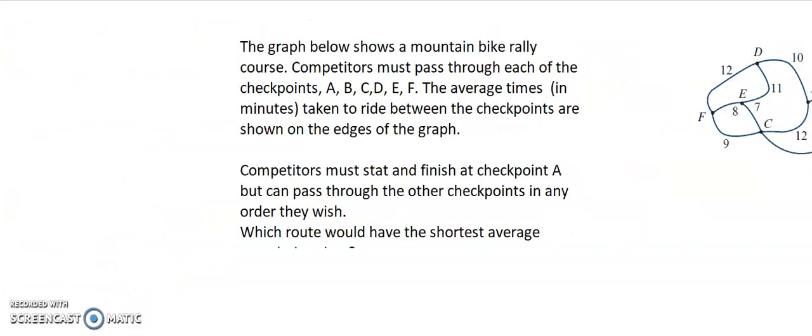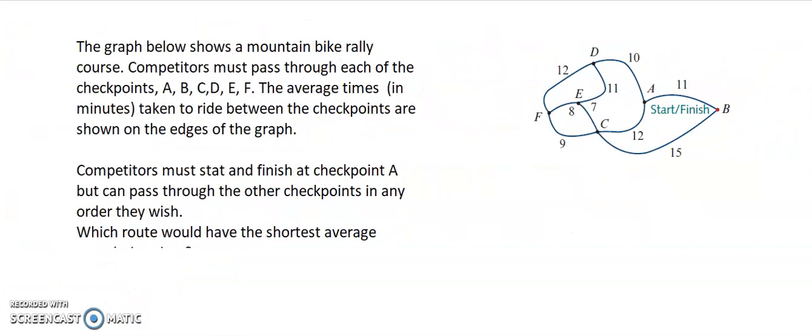Let's have a go at a slightly more challenging question. Okay, so let's look at this second question. The graph below shows a mountain bike rally course. Competitors must pass through each of the checkpoints A, B, C, D, E, and F. The average times in minutes taken to ride between the checkpoints are shown on the edges of the graph. Competitors must start and finish at checkpoint A, but can pass through the other checkpoints in any order they wish. Which route would have the shortest average?